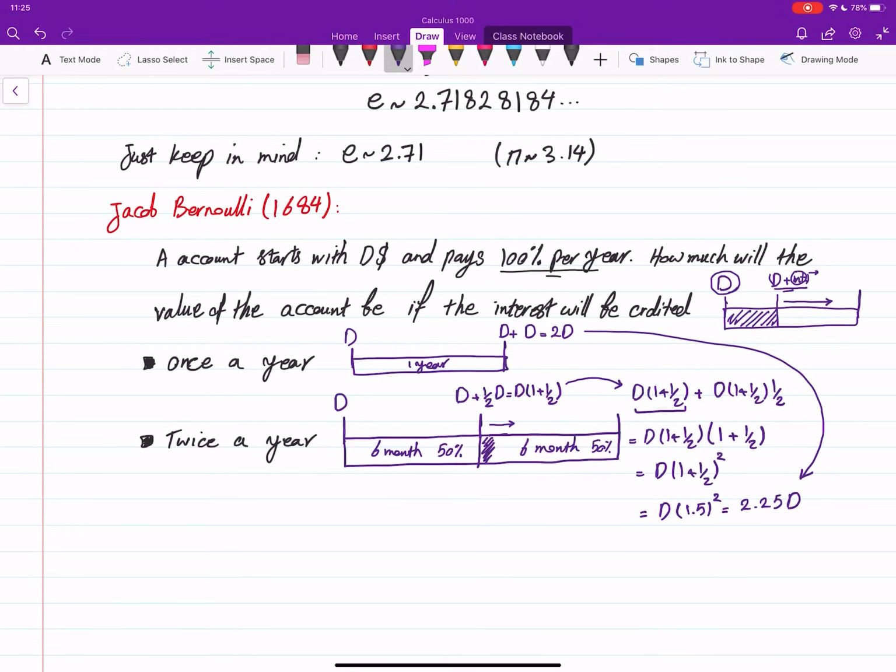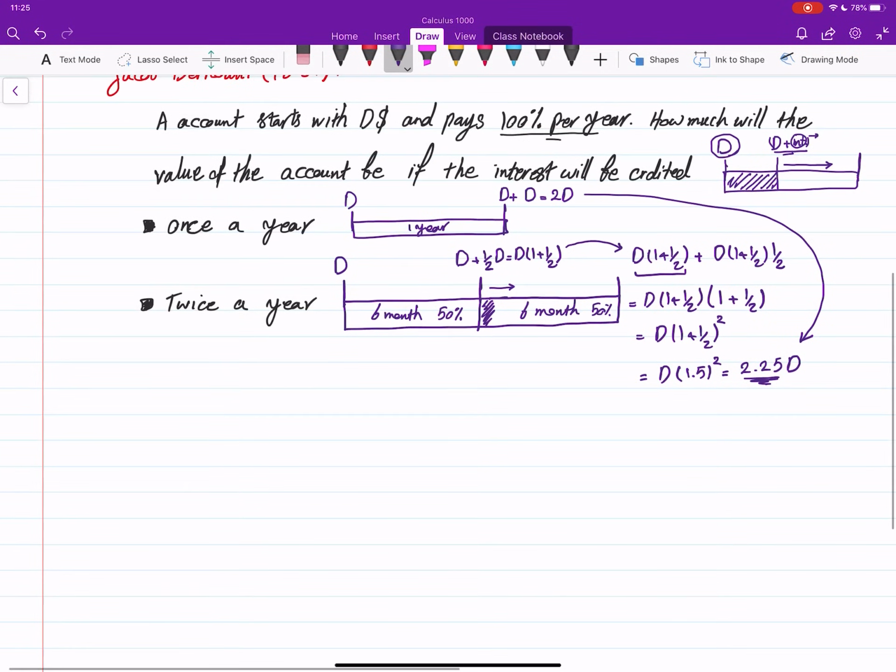And you see that right away, turning the 1 year period into 2 6-month periods will give us a higher final value of the account. Well, similar computations can be done, and you will see that if, for example, 3 times the interest will be credited during the year, we will have 1 plus 1/3 to the power 3. 4 times, it will be D times 1 plus 1/4 to the power 4, and then this continues on.